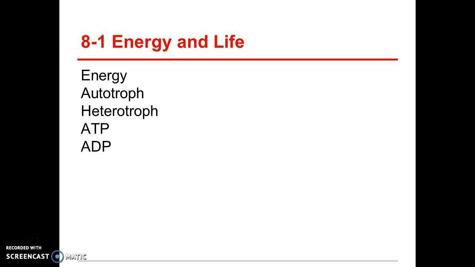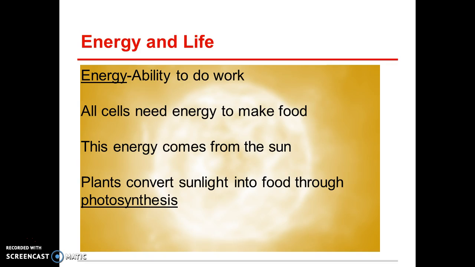Not very much. This Segment 1 is super fast. Energy, autotroph, heterotroph, ATP, and ADP are the vocab words. Energy is defined as the ability to do work, and all cells need energy to actually make food. Where does the energy come from? The sun. So plants are going to be able to convert the sunlight right into food through the process of photosynthesis.